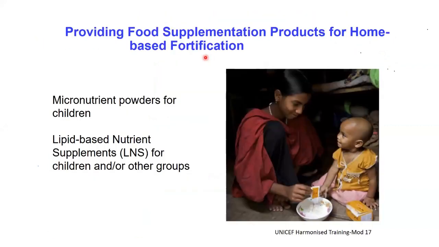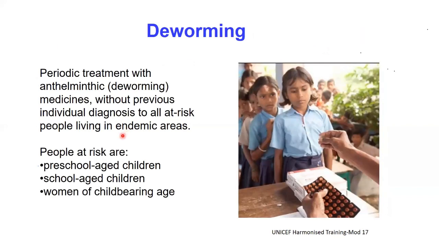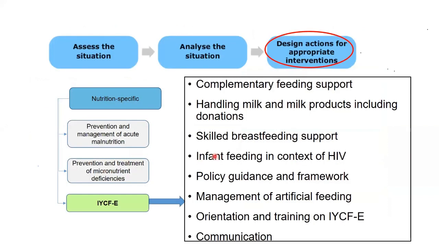And I've already alluded to that in terms of homemade fortification, powders are being tried, supplements particularly for children and other at-risk groups. Distribution of supplements, vitamin A, iron, folic acid, I've already alluded to this. Deworming, preschool, women of childbearing age. And then infant and young child feeding, this is very key in terms of preventing malnutrition.